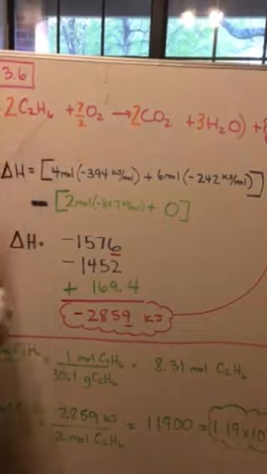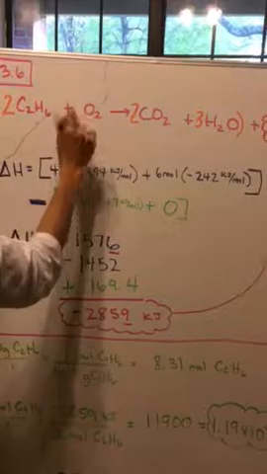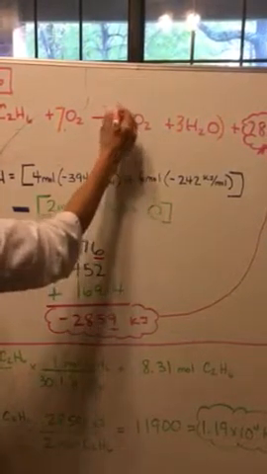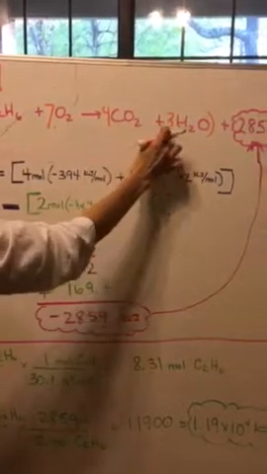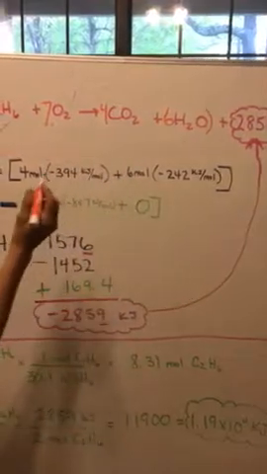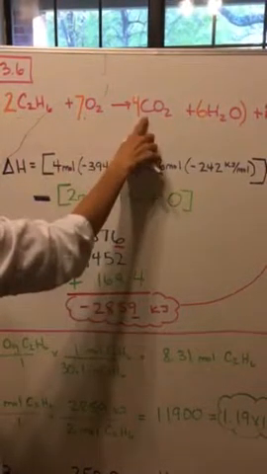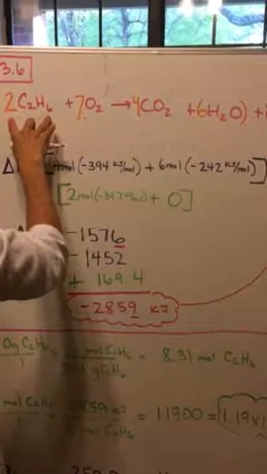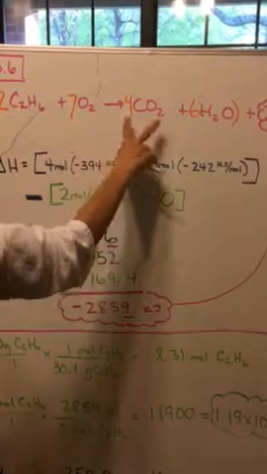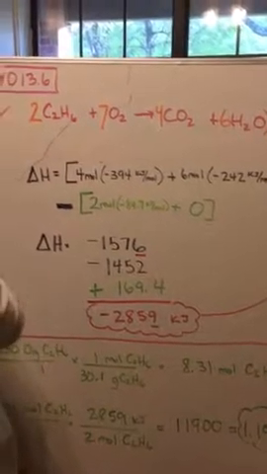When I multiply this by 2, I get 2 of these. When I multiply this by 2, I just get 7. When I multiply this by 2, I get 4. And when I multiply this by 2, I get 6. Then if you check it, it should be balanced after that. So let's just check. I've got 4 carbons, 12 hydrogens, and 14 oxygens. Let's see, I've got 8 and 6, that's 14. So I know this is balanced.